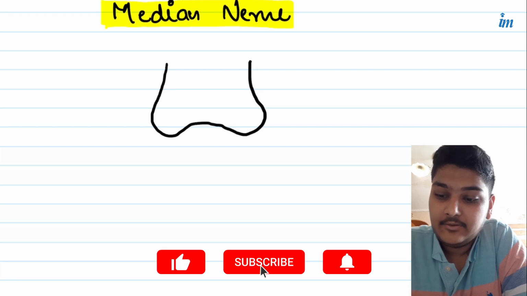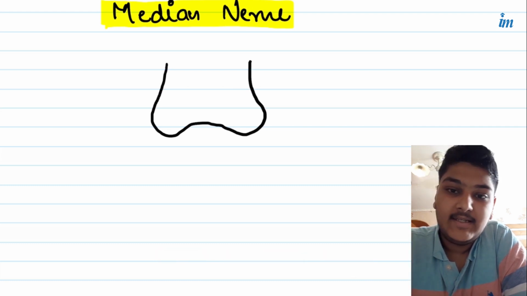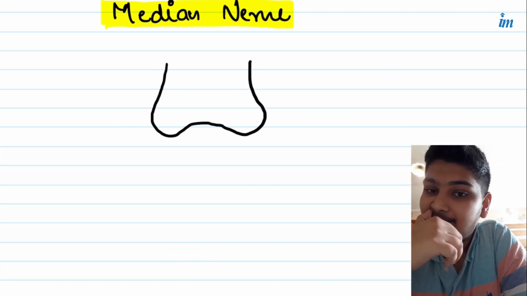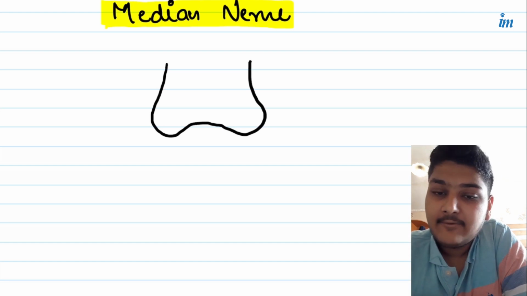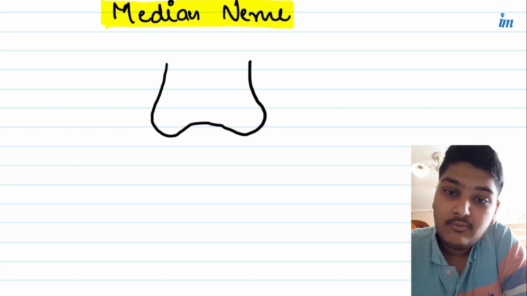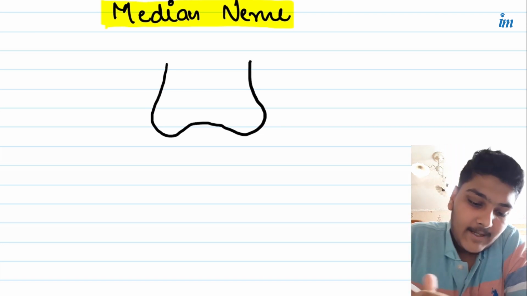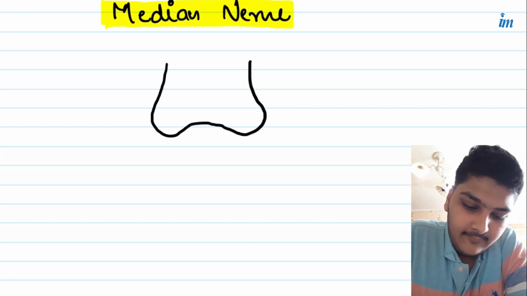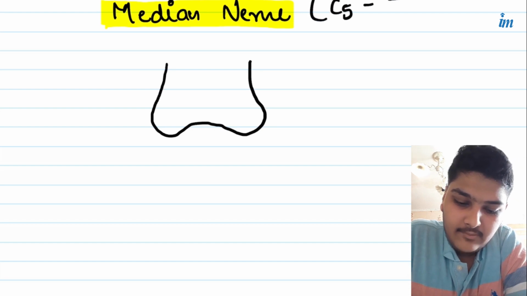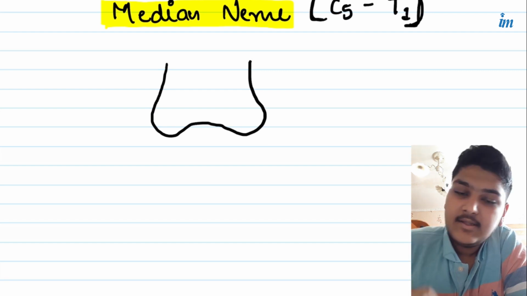Now let's start with the video. So what actually is median nerve? As we discussed in the brachial plexus, the median nerve is made by two roots, the lateral root and the medial root. The lateral root of median nerve will be coming from the lateral cord of brachial plexus, while the medial root is coming from the medial cord of brachial plexus. Both these roots will combine to form one median nerve. Therefore, the root value of median nerve is from C5 to T1. This is the root value of median nerve.